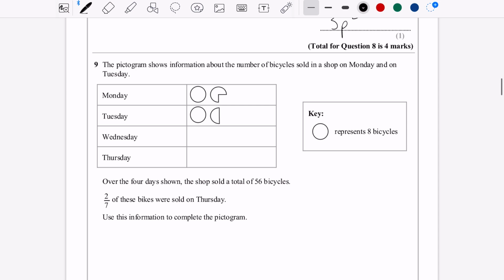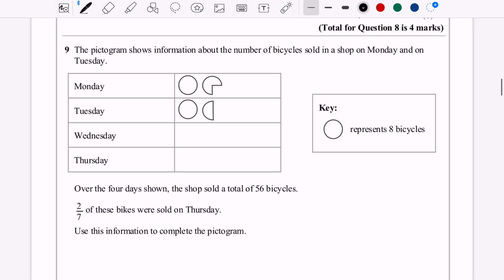So first of all, a circle represents 8 bikes. So this is 8. This must be 3/4 of 8, which is 6. So every little chunk is worth 2: 2, 4, 6, 8. Okay, so on Tuesday we've got an 8 and a 4. Let's put all the information on. So we've got 8 plus 6, that's 14. 8 plus 4 is 12.